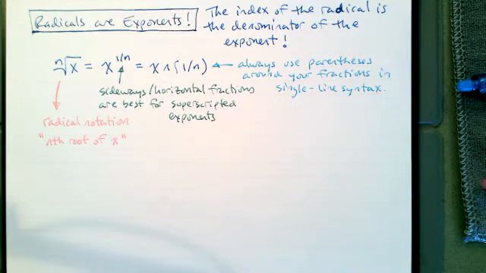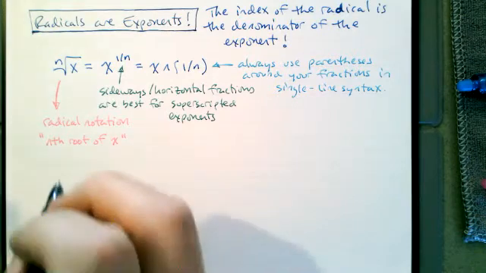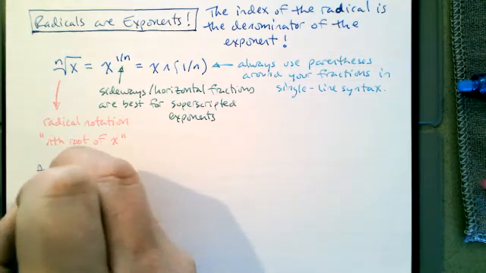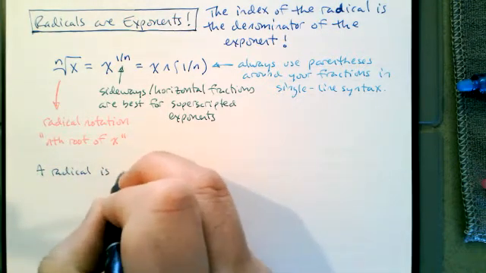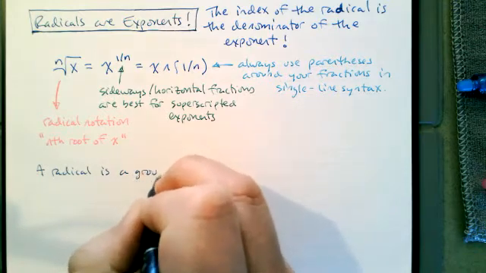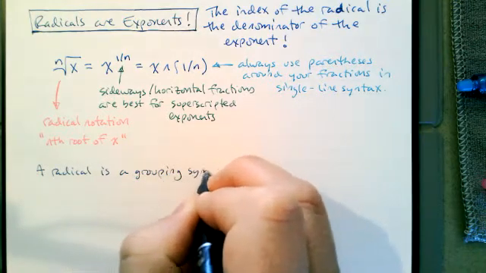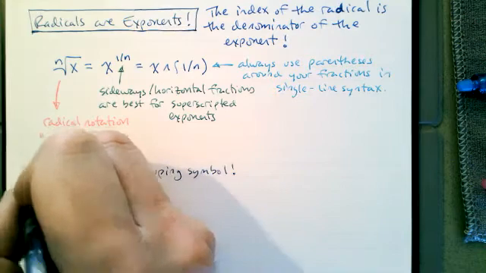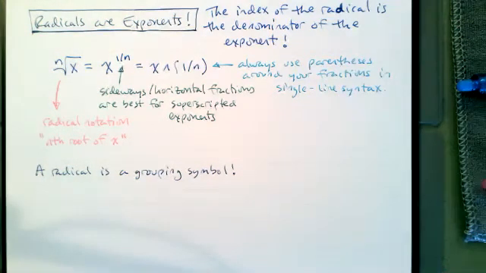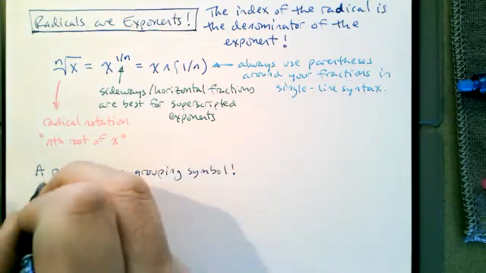Other things that we want to remember is that the radical will act as a grouping symbol. So parentheses is just one form of a grouping symbol. A radical will act as a grouping symbol. So the radical is a grouping symbol as well. The horizontal part of the radical symbol, the horizontal bar in the radical symbol, acts as parentheses.